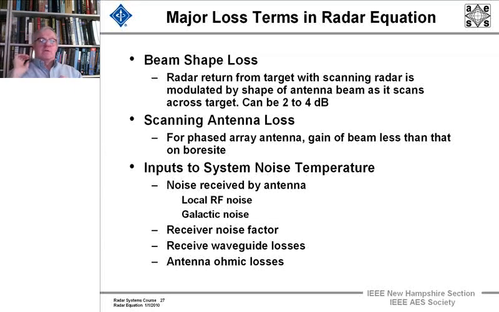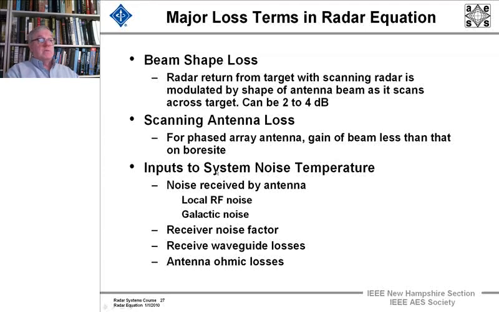And when the phased array antenna sends out a beam that's as close to the target as it can get, it's not always straight on the center of the target. So for a phased array, the gain in the beam can be less than on boresight.